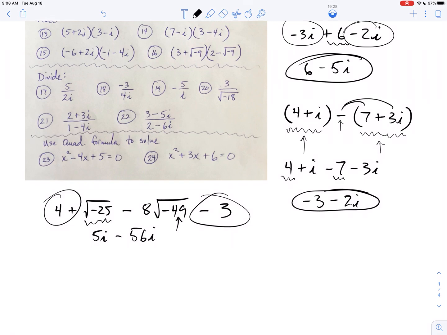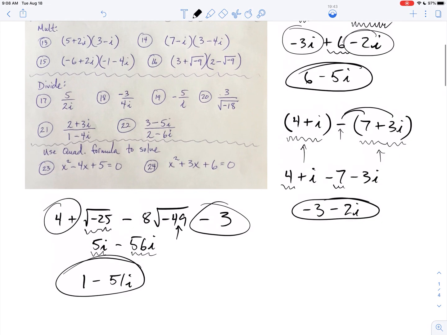I didn't do anything with these guys yet, but I'm about to. They're regular numbers. I'm going to combine them. So I'd get 1 and then combine like terms. What are these guys together? Negative 51i. There's my answer. So they can do stuff like that to me to make it a little bit sneakier. Now, since I'm right here, see those multiply problems?